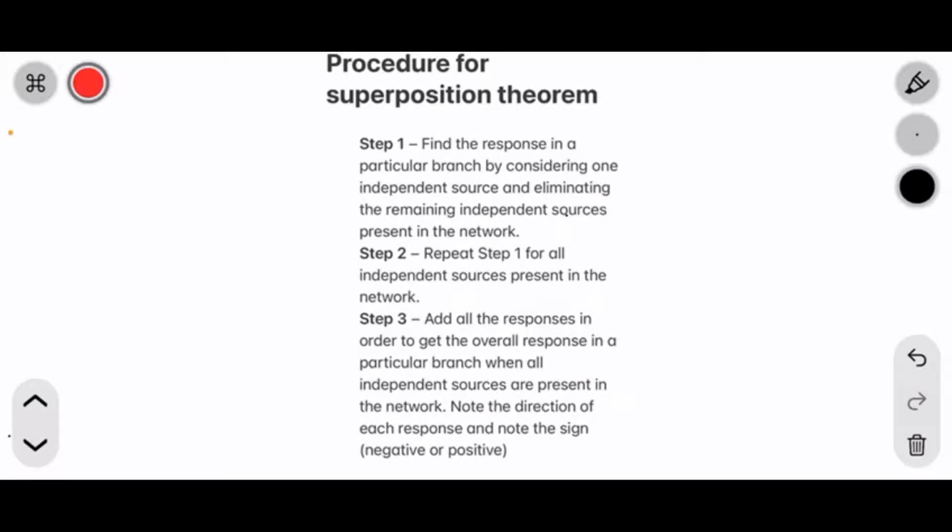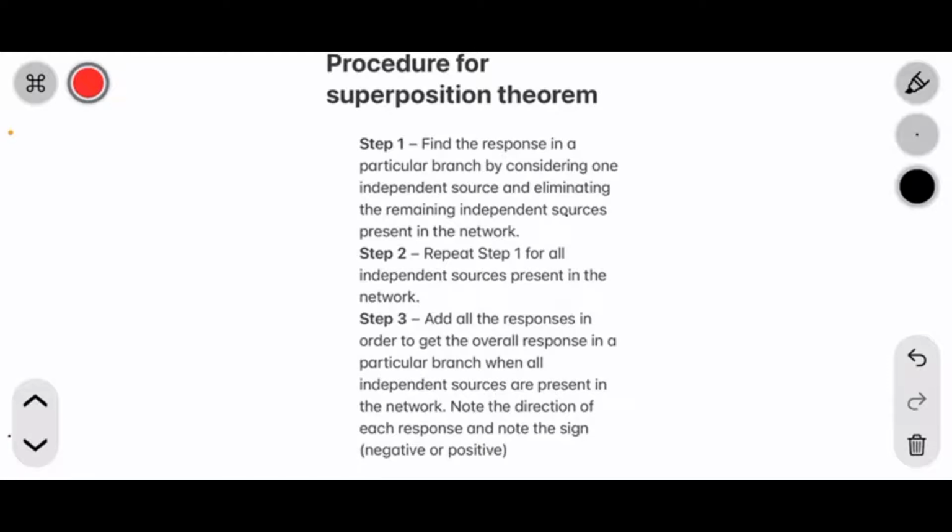Step 3 says, add all the responses in order to get the overall response in a particular branch when all independent sources are present in the network. Note the direction of each response and note the sign, because our addition at the end of everything will be algebraic. And remember, we said independent sources because for dependent sources we can't take them out from the circuit when we are applying the superposition theorem. Please keep that in mind. We are dealing with independent sources.